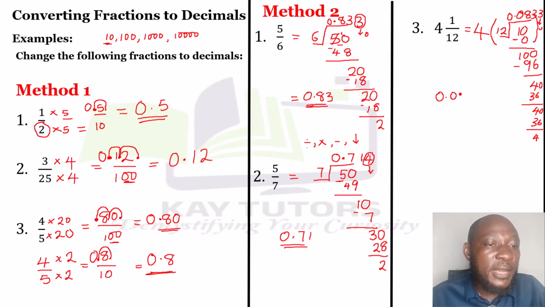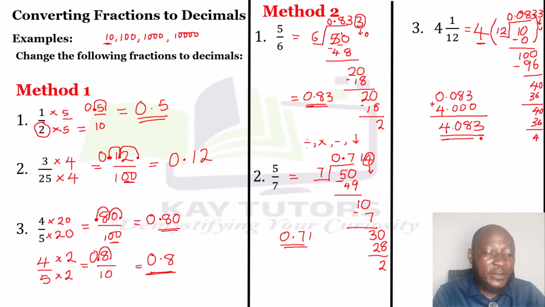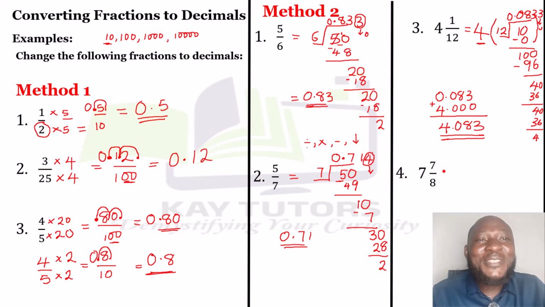0.083. But remember that we have a whole number here. So what happens to that whole number? You bring it down here to 0 and you add, because this 0 is actually the whole number. So if you add this, you have points 0, 8 and 3. So what will you eventually get? You get 4.083. And that's our final answer. You can do this. You can solve the fourth one and you leave your answer again in the comment section.